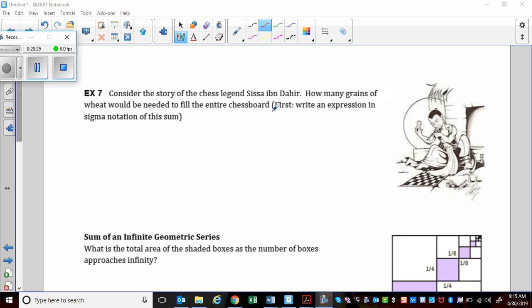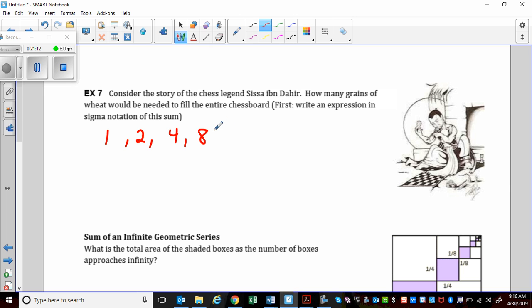And Sisa said, what I want as payment is: put 1 grain of wheat on the first square of the chessboard, 2 grains of wheat on the second square, 4 grains on the third square, 8 grains on the fourth square, and so on. So we're doubling the number of grains of wheat with each square of the chessboard. I'm going to write this down: 1 grain of wheat on the first one, and then 2 grains, and then we're going to double it, so 4 grains, and then 8 grains on the fourth square.